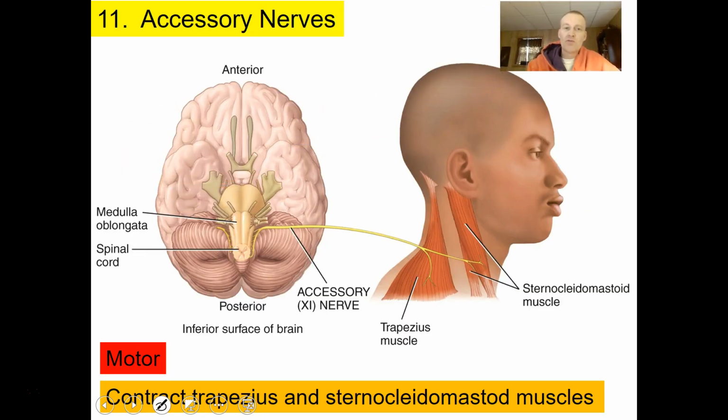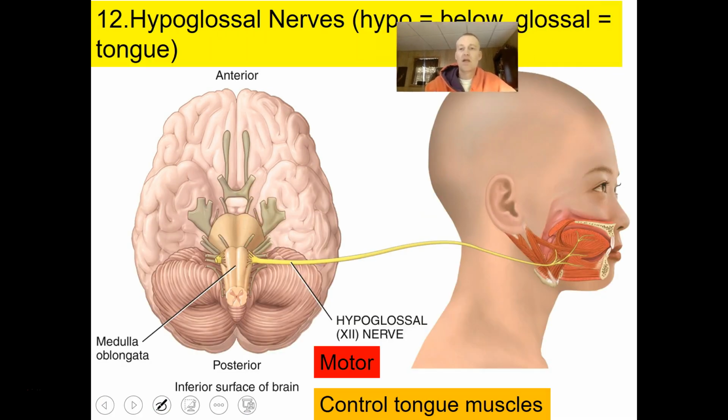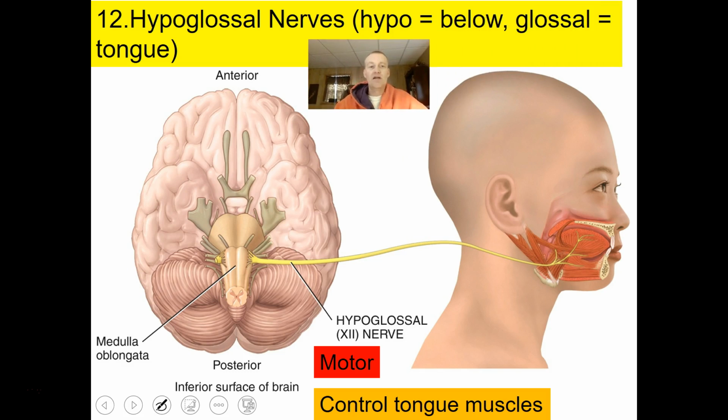Cranial nerve number 11 is the accessory nerve. The accessory nerve is going to be motor in function, and it contracts the trapezius and the sternocleidomastoid muscles. So those are two jobs that this particular nerve services. And then lastly, we have the hypoglossal nerve. Hypo means below, gloss means tongue. So it comes in underneath the tongue, and its job is motor in function, and it controls tongue muscles.